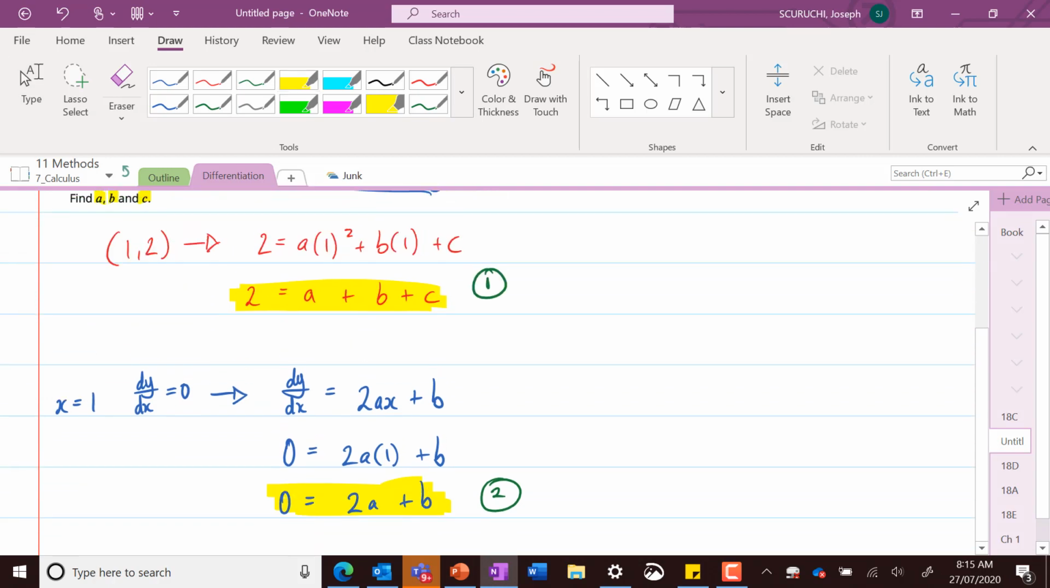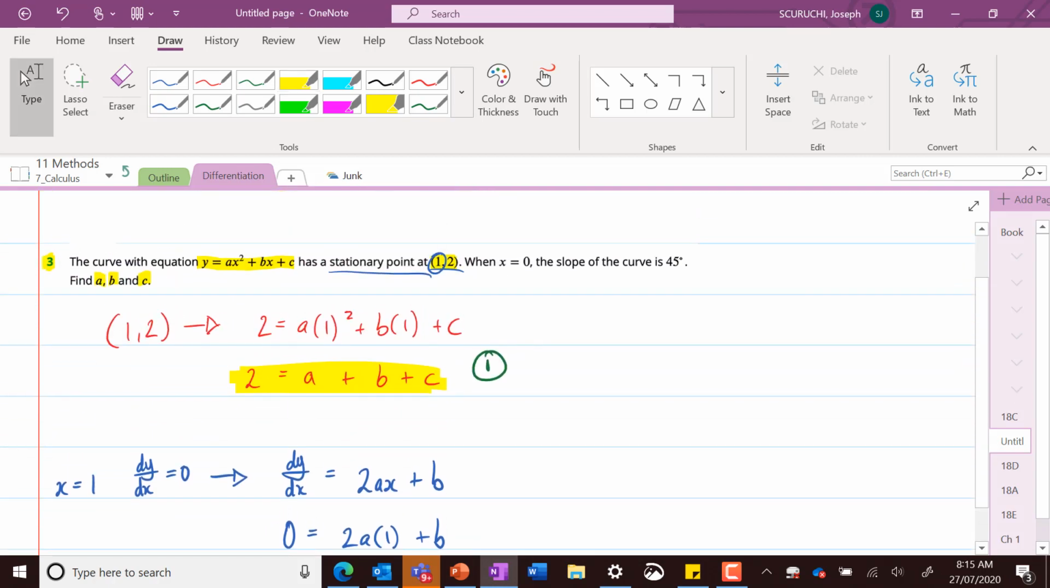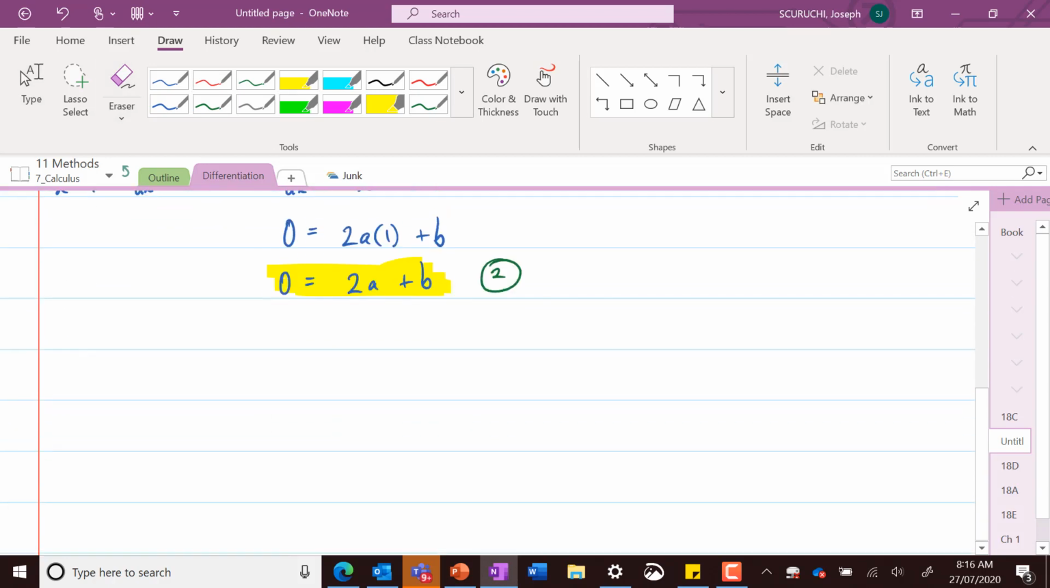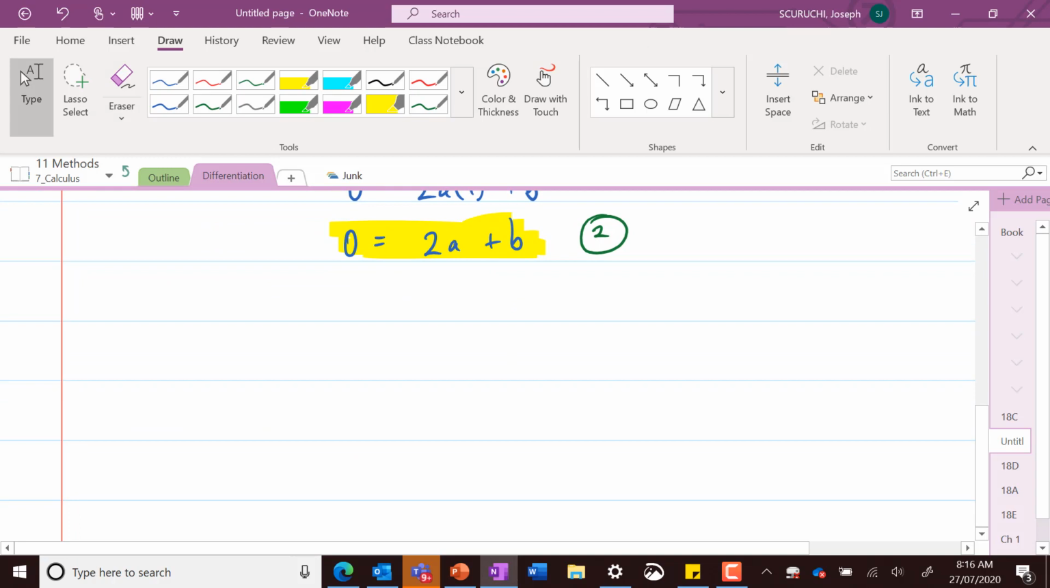But now I need to do it a third time with the information that I'm given here. When x is 0, the slope of the curve is 45 degrees. Now immediately alarm bells should go off because we're told it's 45 degrees, and we're probably asking ourselves, what on earth, how does that help us? We're not used to thinking in terms of degrees.